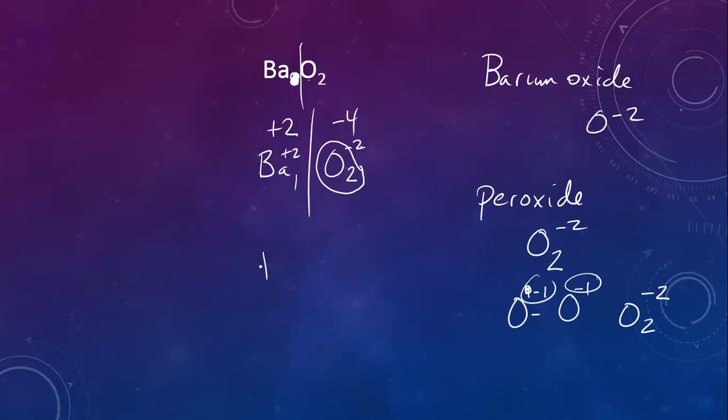So whenever you encounter something like BaO2 that simply does not make any sense, you need to remember that there is such a thing as peroxide. So this is actually called barium peroxide.